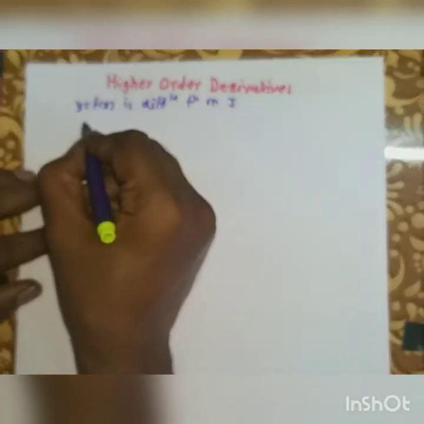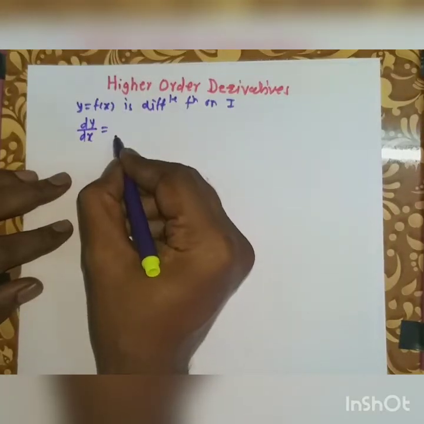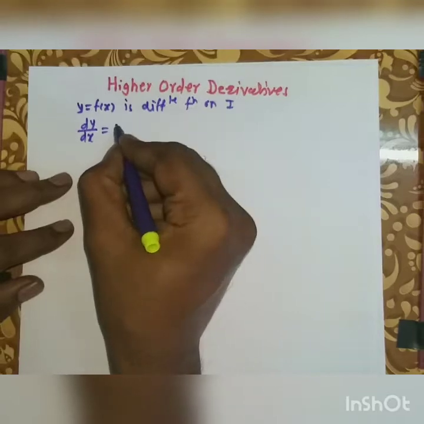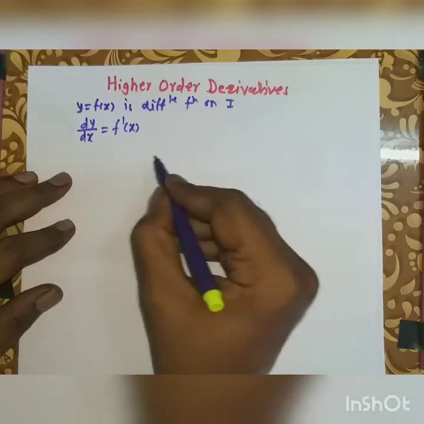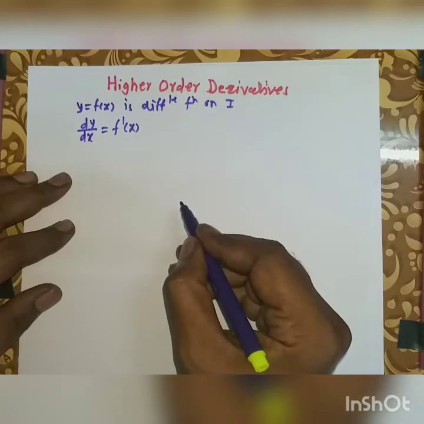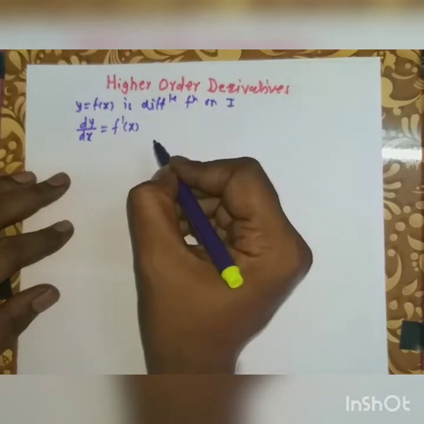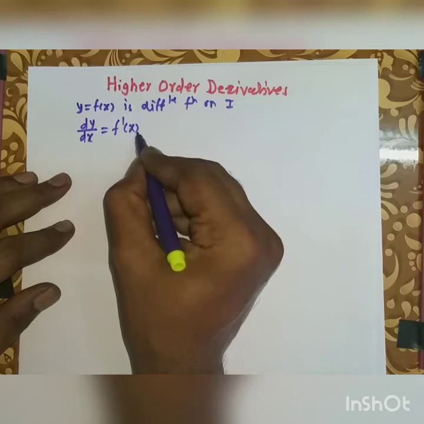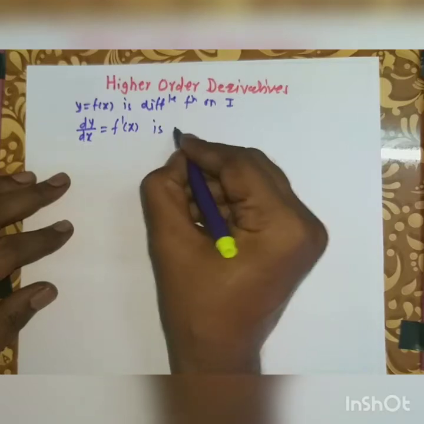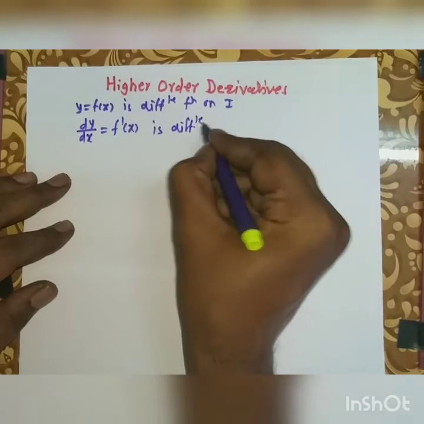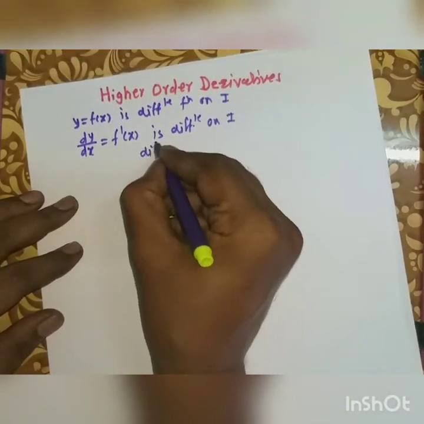We write dy by dx, and the derivative of f of x is written in another form as f dash of x. That means we take the first derivative, one time derivative. Dy by dx is equal to f dash of x. But if this f dash of x, the derivative of this function, is again differentiable on I, then we again take its differentiation.